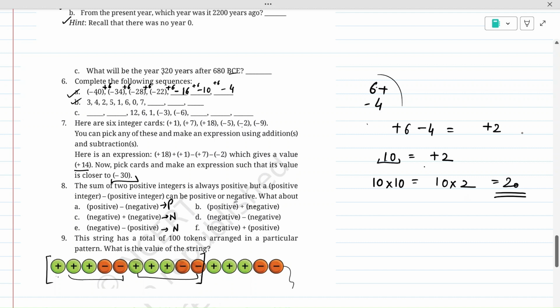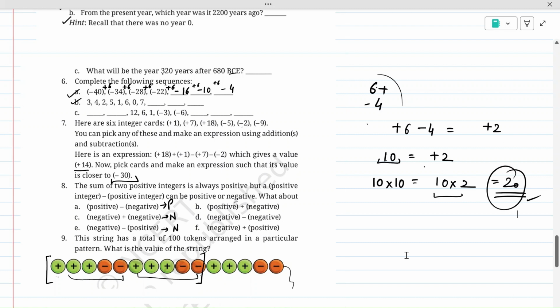Okay, so I hope you understand. What we have done here is we have tried to find the value till 10 tokens, and we have found out that the value of the 10 tokens will be 4 because we have plus 6 and minus 4. Since we know that for 100 this particular alignment will be repeated 10 times, we are repeating our answer 10 times here. So the answer is 20 in this case.